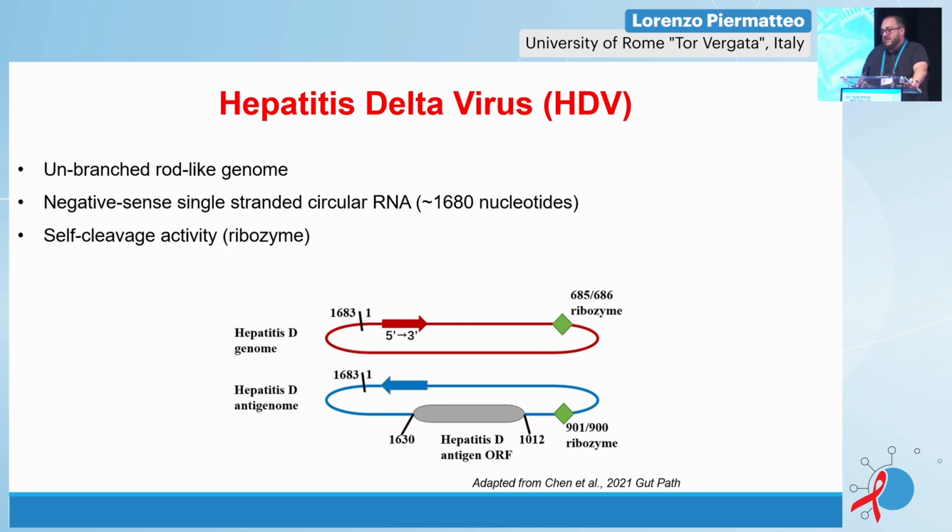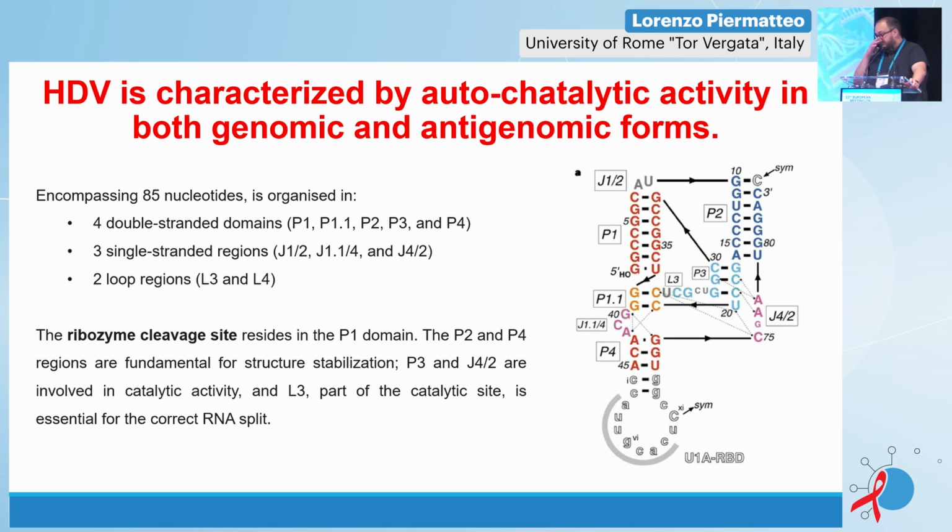that has the particularity of being an enzyme. That means it is characterized by an autocatalytic activity, because during the replication cycle, the polymerase generates a strand of RNA made by more than one viral genome. This autocatalytic activity allows the virus to separate the single genomes and to form the new viral particles.